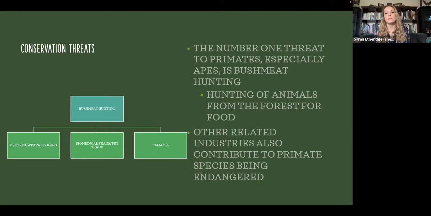Bushmeat hunting is just hunting of wild animals from the forest to eat. That's something that goes on around the world. It's something that's always gone on. But the problem is, in some areas, it's focusing on endangered animals, and that's very, very dangerous. It's also connected to a lot of other conservation threats, including deforestation and logging, the biomedical trade and the illegal pet trade, and palm oil in Asia. So basically, when you have an endangered species that is being targeted, that becomes very dangerous. And I'm going to explain why in just a second.